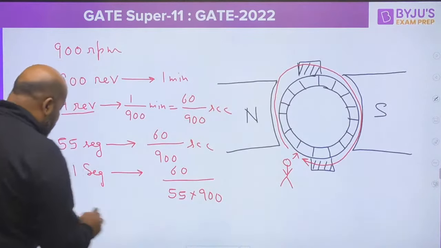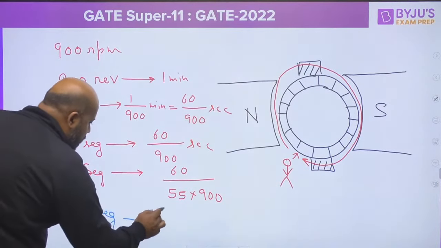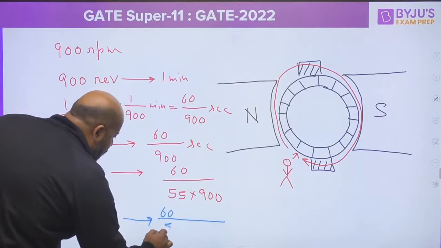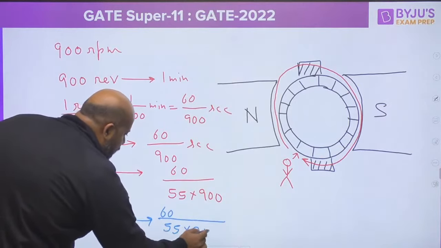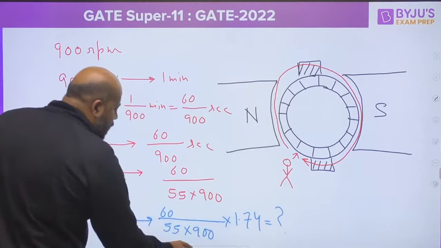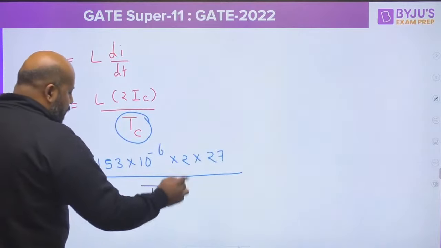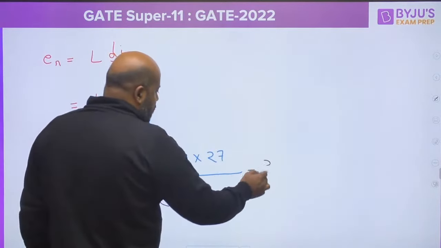So you can write 1.74 commutator segments as 60 upon 55 into 900 into 1.74. Just calculate this value and put it here as your commutation period, and you will get your reactance voltage.